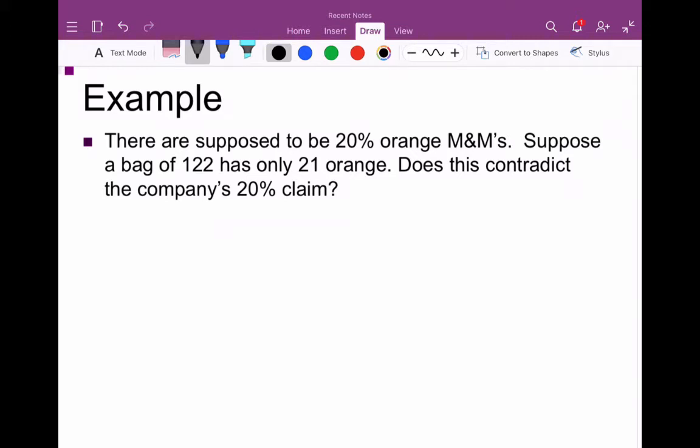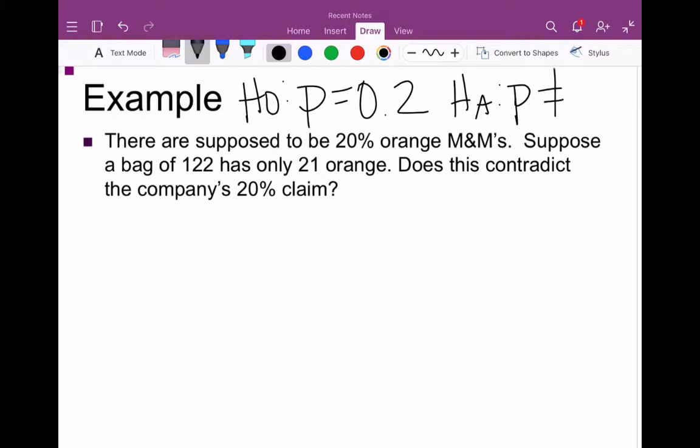Our first step is going to be to state our null and alternative hypotheses. Our null hypothesis is going to be what the company is claiming at 20%. So P equals 20%. Our alternative, because we're only trying to determine if it's a contradiction, we're not interested in if it's increased or decreased specifically, just that it's different. So in this case, our alternative is that P is not equal to 20%.